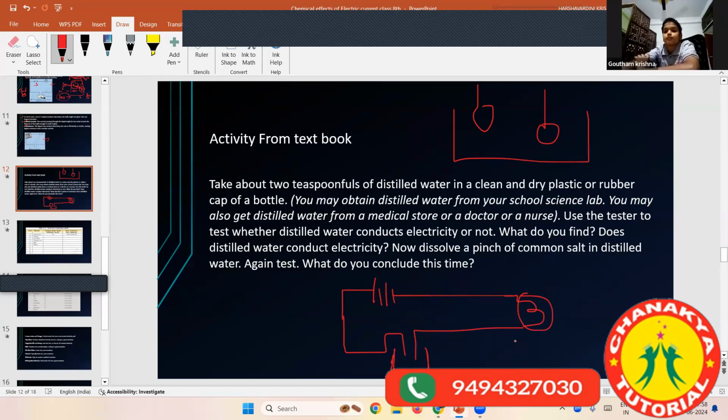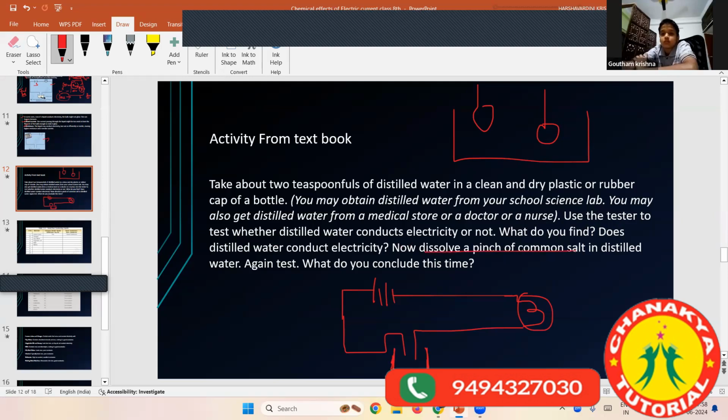What will happen in the circuit now? The bulb won't light up because it's distilled water. Very good. So what is the next step? At last, we should add NaCl, common salt.